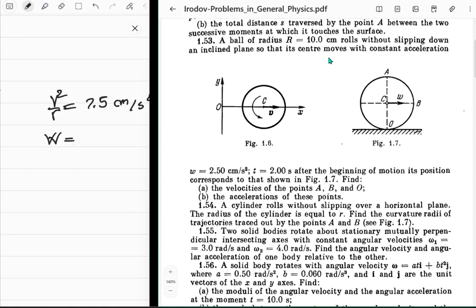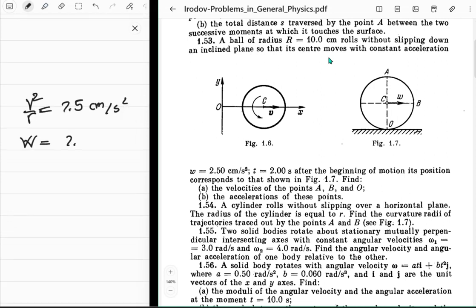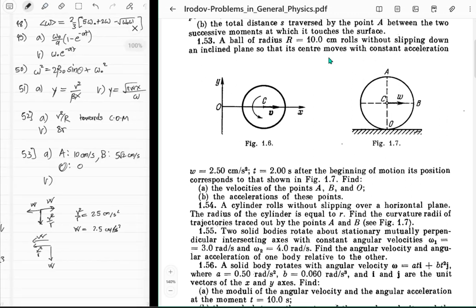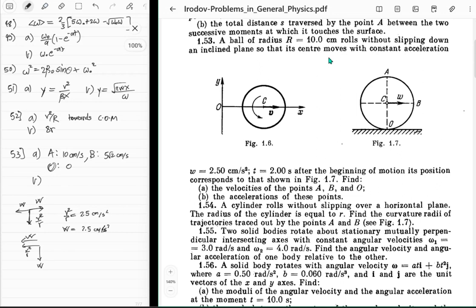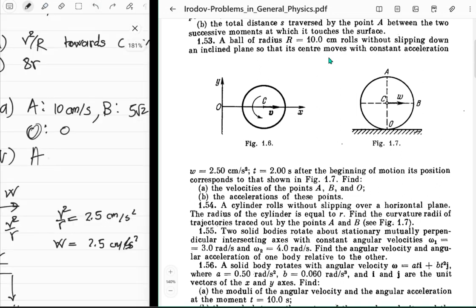What's W? W is once again just 2.5 centimeter per second squared. Cool. So let's talk about this one. It's just 2.5. Do this thing. A: 2.5 centimeter per second squared downwards.